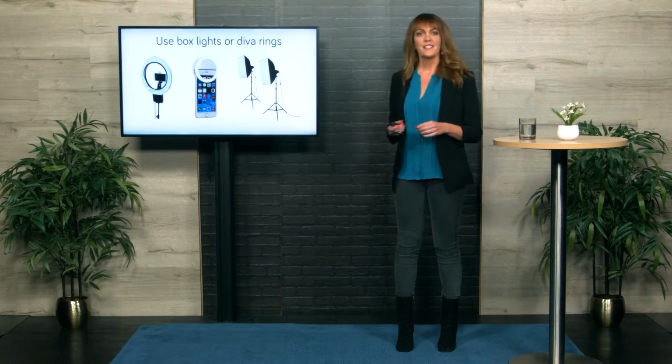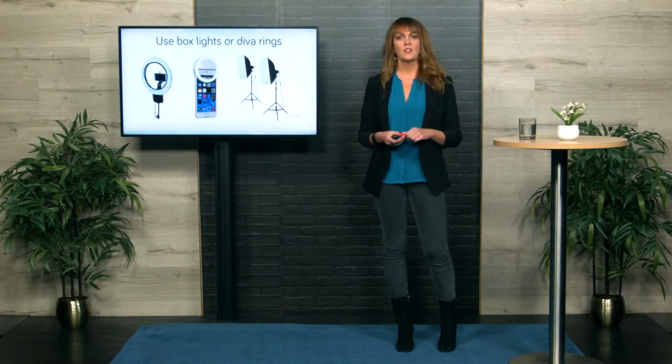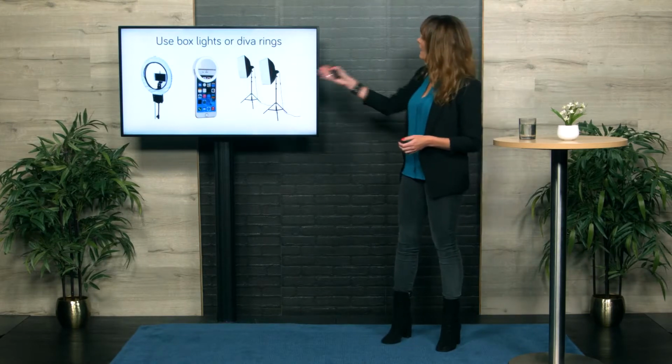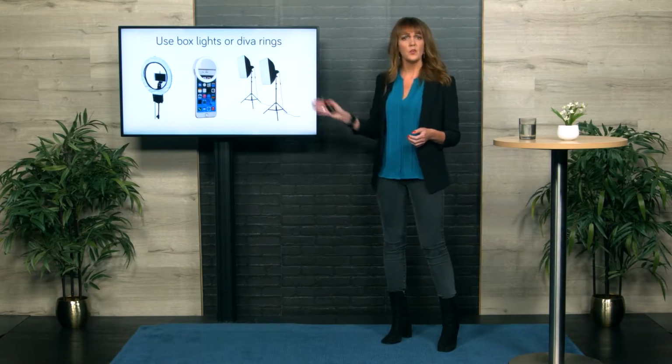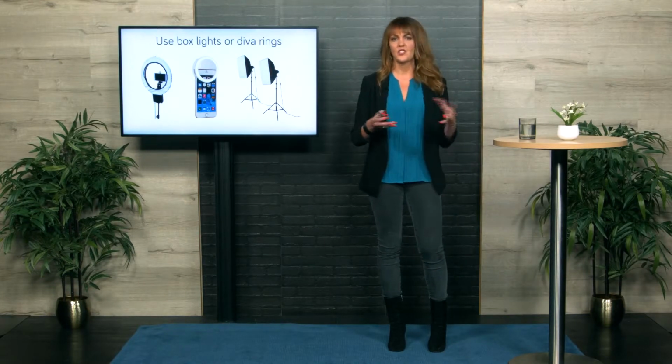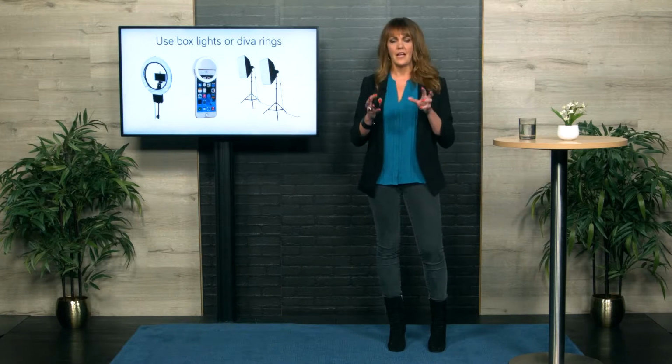All right. Next up, for good lighting, you can use box lights or diva rings. So box light is very simple. The one here on this side of your screen. Those 2 box lights, they're great. You can get them on eBay. You can get them on Amazon. You can just go online and Google box lights.